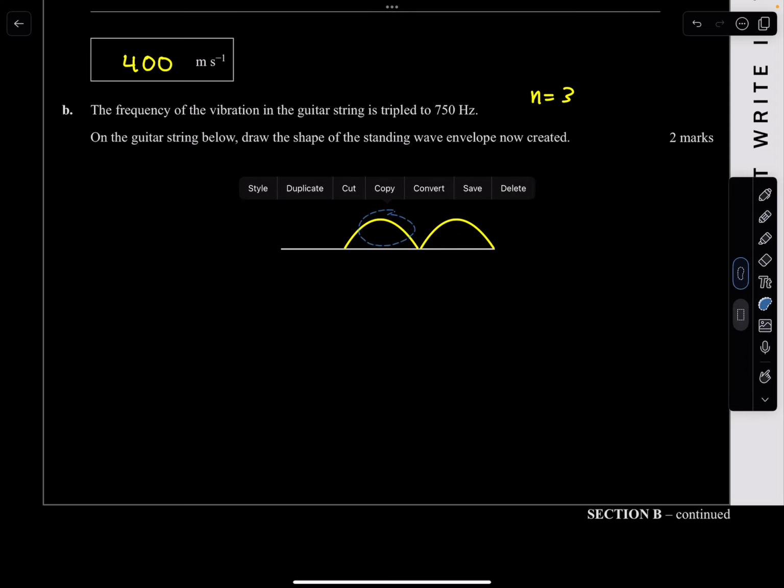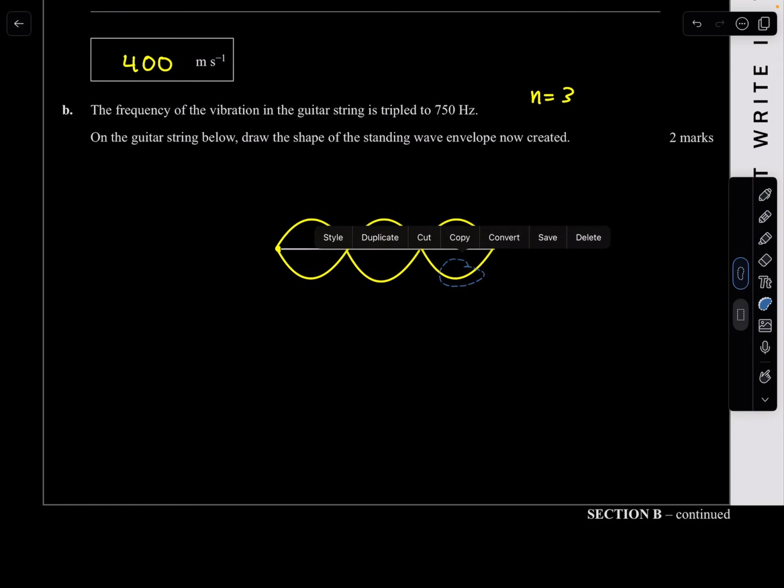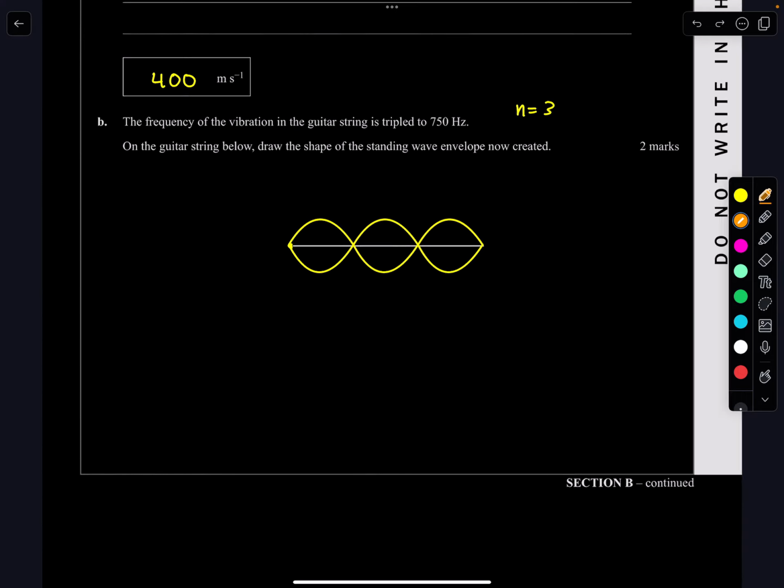Duplicate that. Like that. Duplicate that. And there we go. Something like this, basically. And, of course, the opposite way. Duplicate this. So you can see now that's when n equals 3 because we have 3 of these loops. That's the way you do it. 3 of these loops. Beautiful. Done.